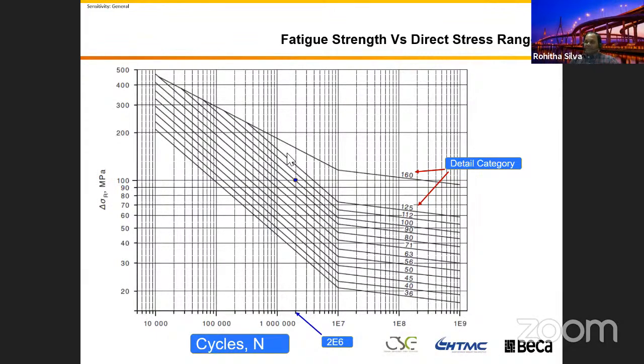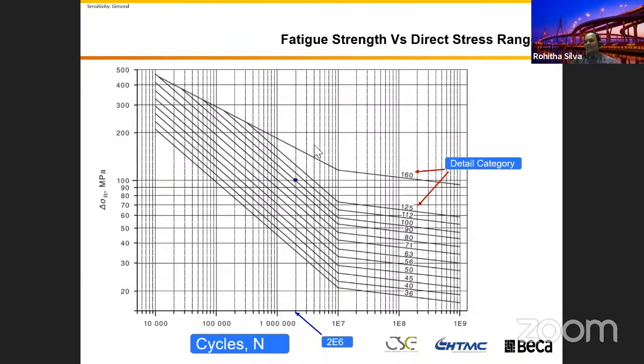And you can see this number, for example the 100, the fourth line. This curve is crossing the 100 stress level at 2 million cycles. So if you read this one, this is the strength limit. This detail category 100 means that for the particular welding detail, the fatigue strength for 2 million cycles is 100 MPa.